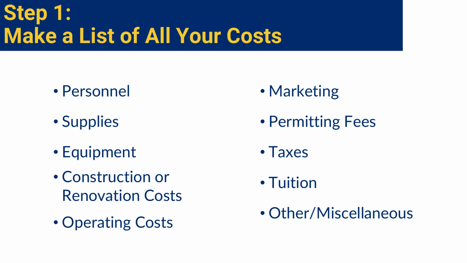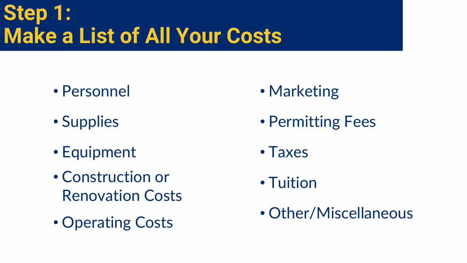Your startup budget should include a list of everything you need to launch your new child care business. These costs will usually fall into the following categories: personnel, which includes your staff wages, benefits, and payroll taxes. This could also include training expenses. Supplies, which would be classroom, office, and general building supplies. Equipment, such as classroom and office furniture, outdoor equipment, and technology. Construction or renovation costs. Operating costs, like rent or mortgage, utilities, communications, and insurance. Marketing and advertising. Permitting fees. Taxes. Tuition. And an other or miscellaneous category.